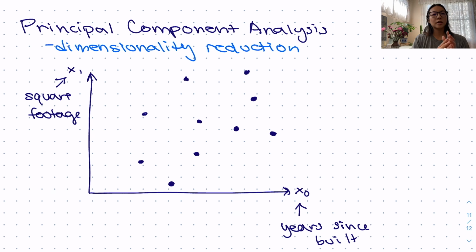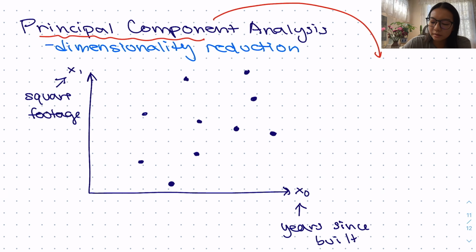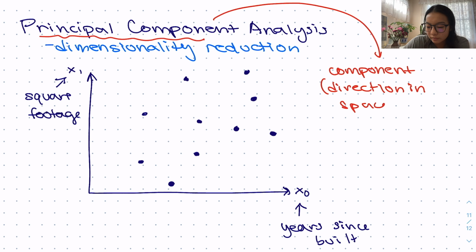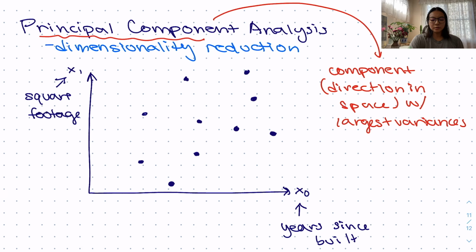So take what you know about linear regression and just forget about it for a second. Otherwise, you might get confused. PCA is a way of trying to find the direction in the space with the largest variance. So this principal component is basically some direction in this space with the largest variance. It tells us the most about our data set without the two different dimensions.